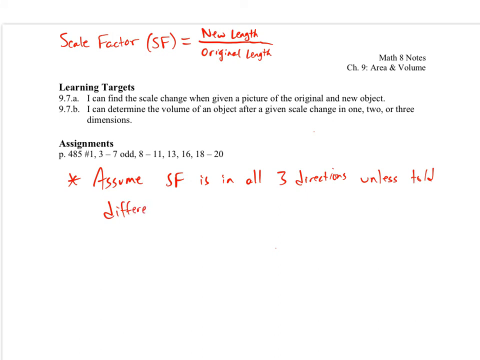So if they were to say something undergoes a scale change of 3, then assume it's 3 in all 3 directions, unless they say a scale change of 3 in 2 dimensions. That's it for the section.